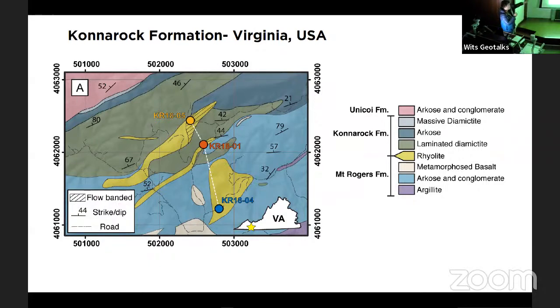So what we did was we dated three rhyolites in succession. And if they get younger going up, then that is a pretty good indication that this is just an undisturbed sedimentary sequence that is now being rotated and is now dipping towards the northwest.